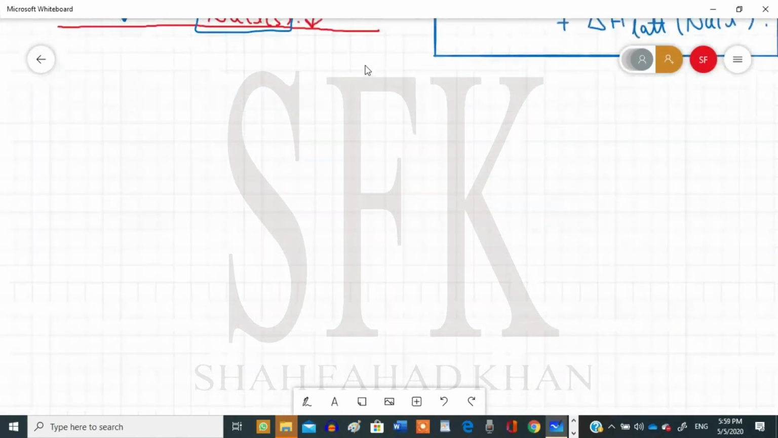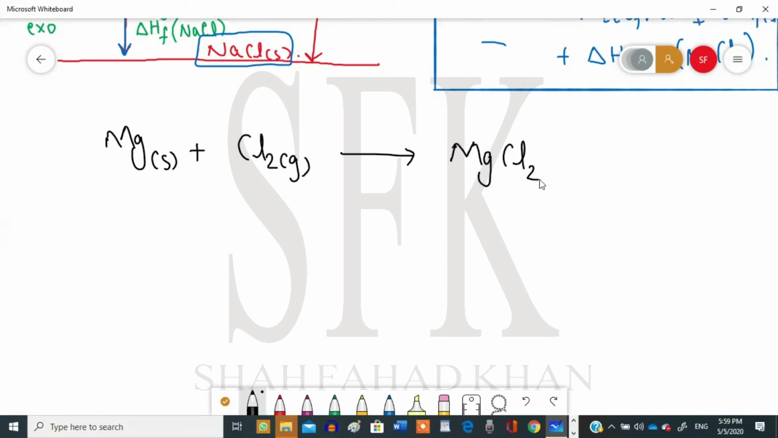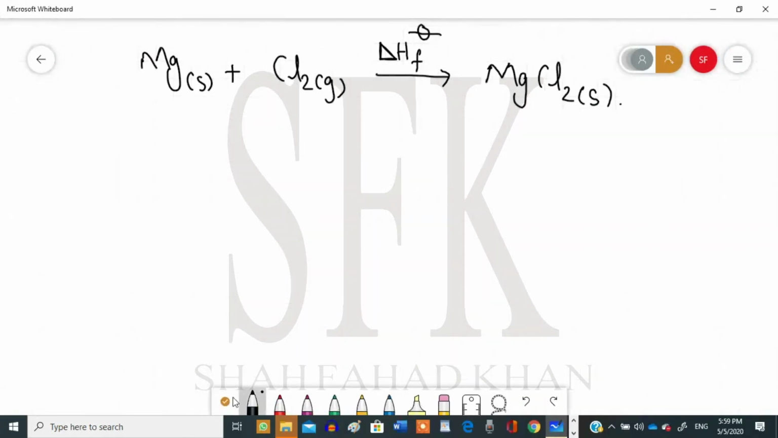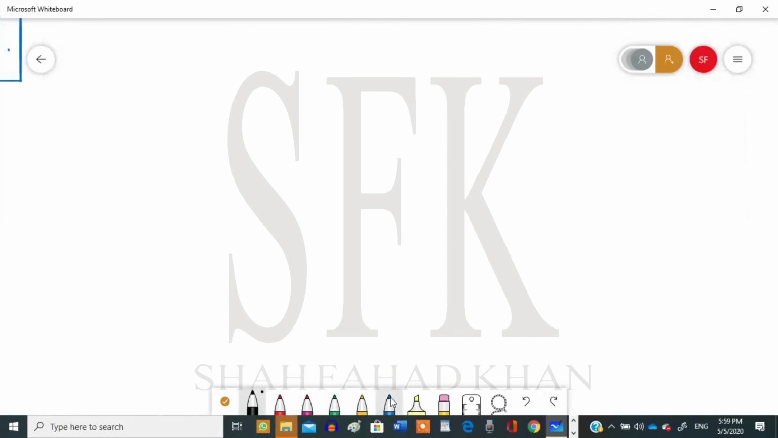Now let's take another example, magnesium chloride, and in fact the last example. Magnesium solid combining with chlorine gas forms magnesium chloride solid. The enthalpy change of this reaction is going to be the enthalpy change of formation of magnesium chloride. All you need to do is construct a Born-Haber cycle now. The basics are the same. Magnesium solid combining with chlorine gas. The enthalpy change of formation of magnesium chloride is also exothermic.